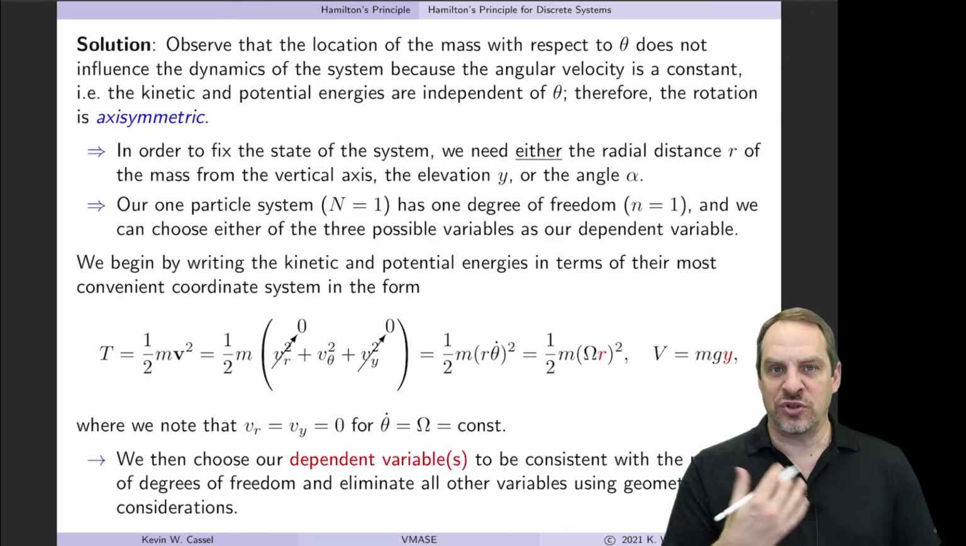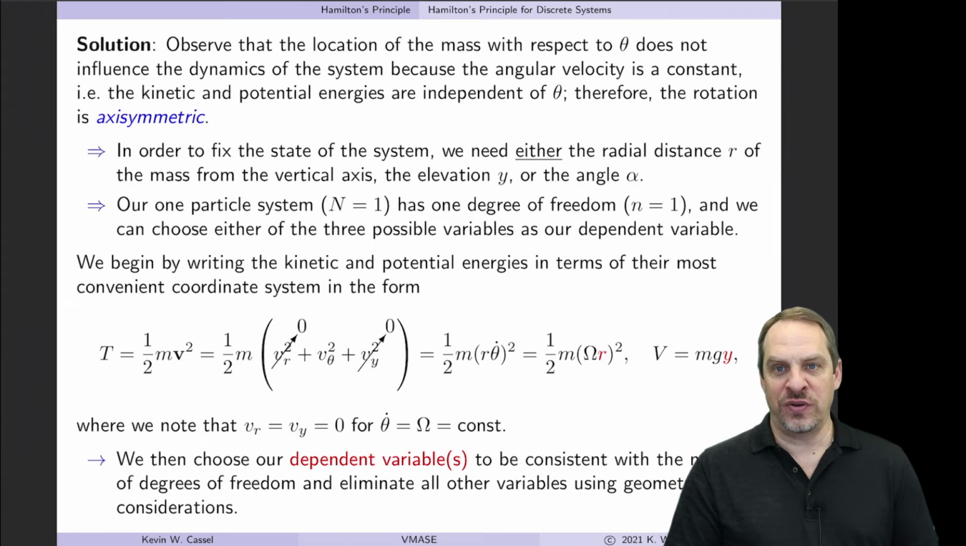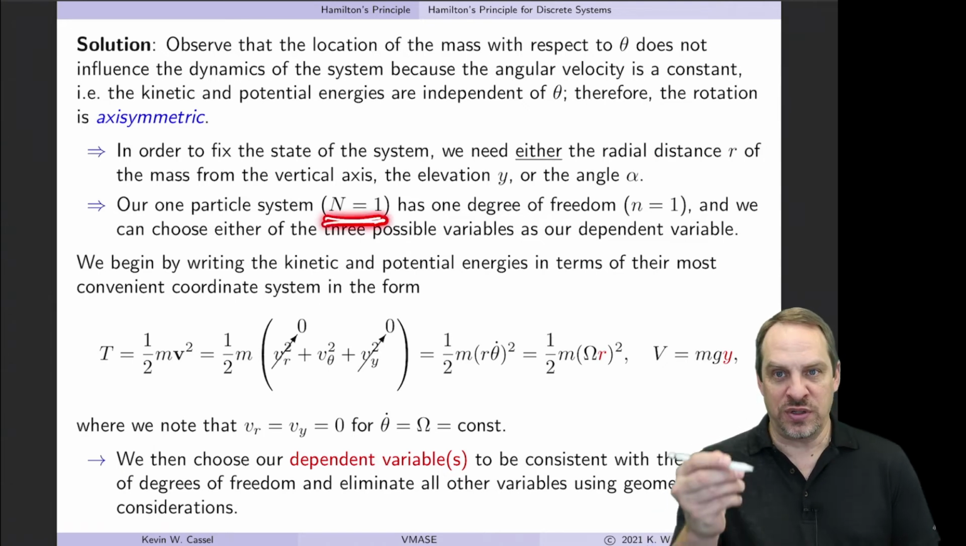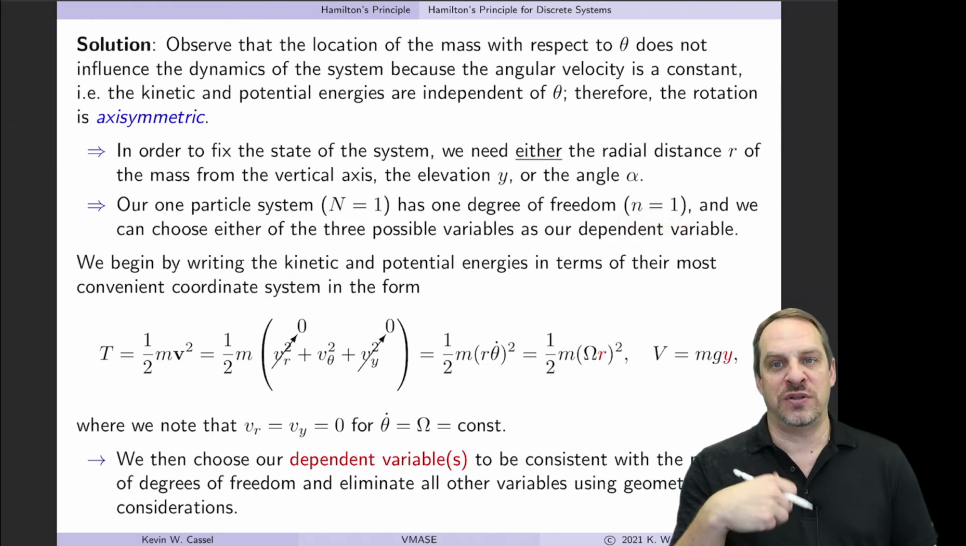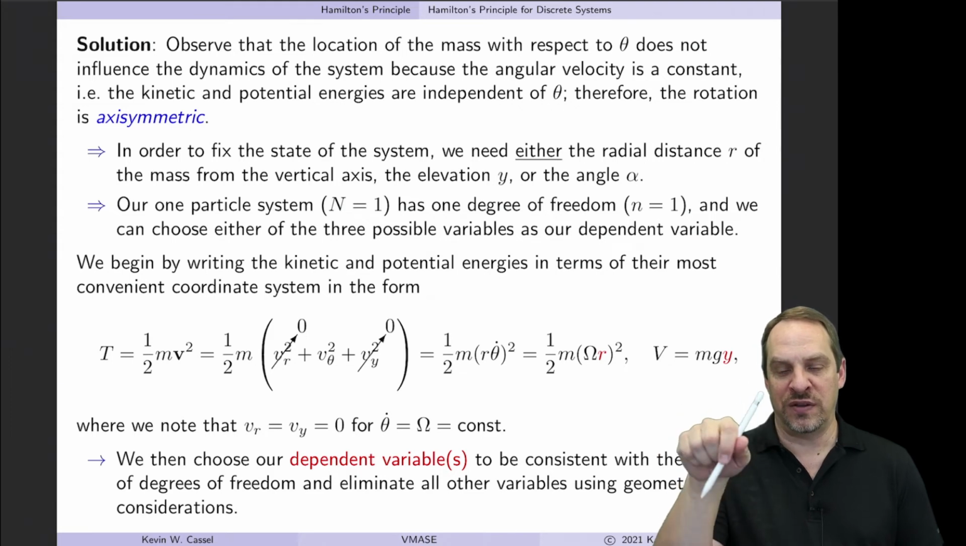Now, in terms of variables, we could use the radial distance r as our variable. We could use the elevation y. We could use the angle itself, alpha, which is what we're looking for. But the point here is I don't have to decide that now. I don't have to determine what my dependent variable is going to be. I can leave that for a later decision. So we have one particle, capital N is 1, that's our mass, and 1 degree of freedom, because all I need to know is either alpha, y, or r, and I will know the state of the system.